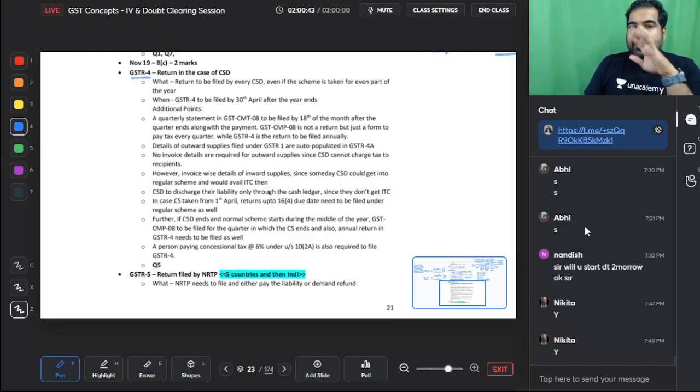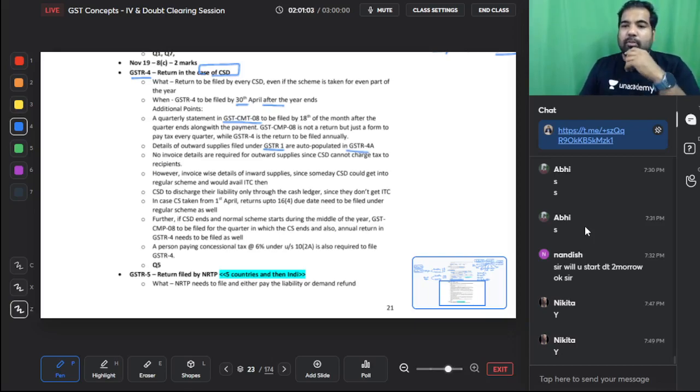GSTR 4, guys, 4 times a composition scheme guy wakes up and he has to file GSTR 4 by the 30th of April, but every quarter he has to pay GST CMT 08, he has to pay the GST every quarter by the 18th of the month after the quarter. Details of GSTR 1 are auto-populated in GSTR 4A, and once you come out of it, still you have to file this for the year, because in the year you are in the composition scheme.